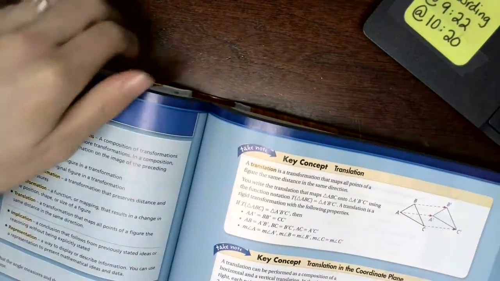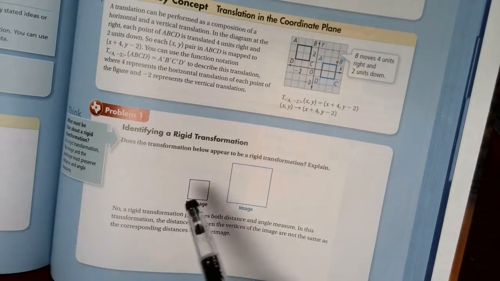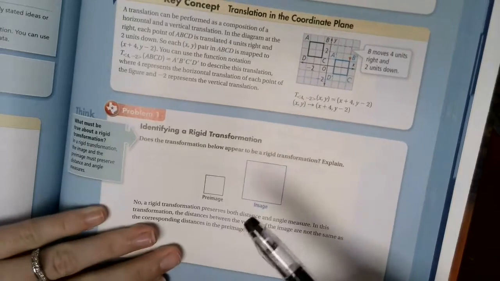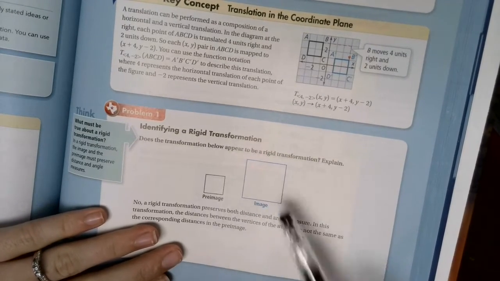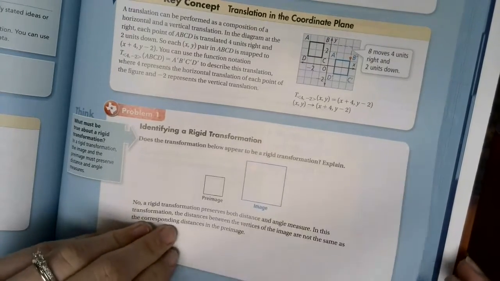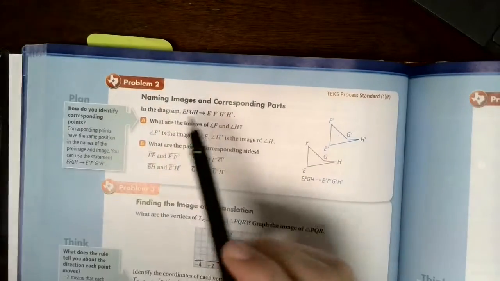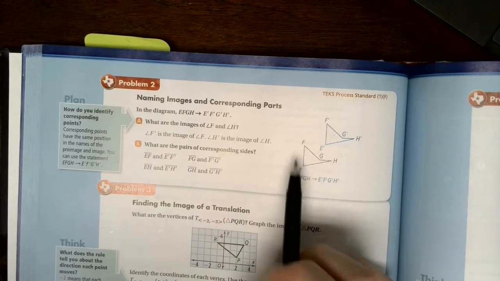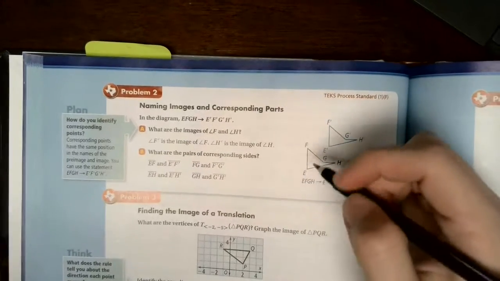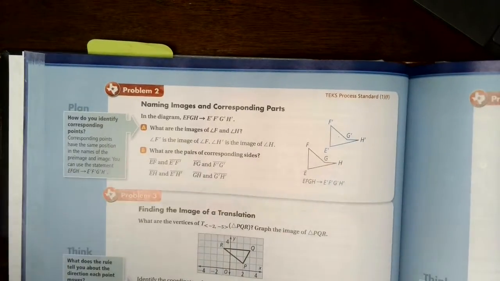This is in the textbook. So just identifying a rigid transformation: does it appear to change size or shape? Well, this clearly changes size from the pre-image to the image, so it is a non-rigid transformation, okay? For this one, it's just asking to name the corresponding parts. E gets mapped onto what? Well, E prime. The side length EF gets mapped onto E prime F prime. That's all you have to do here.